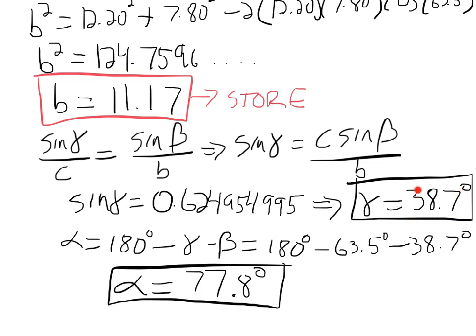They have 38.9 instead of 38.7, leaving this to be 77.6 instead of 77.8. This answer is actually more accurate than the key's answer, but they're also very close. If we had gone to the nearest tenth for B, we would get their alpha and gamma as they did. Okay, great.